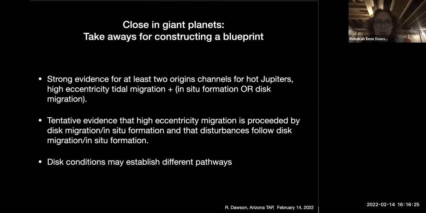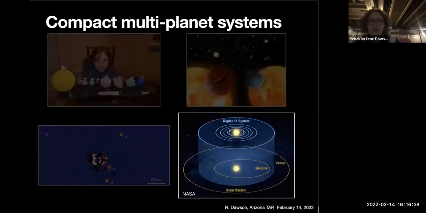Okay. So I will now go on to the second part, and I'll keep it brief because I have maybe 5 to 10 more minutes. The second part is about compact multi-planet systems. Kepler 11 is kind of a poster child, where we have a bunch of close-in planets all packed within the orbital distance of Mercury from the sun.